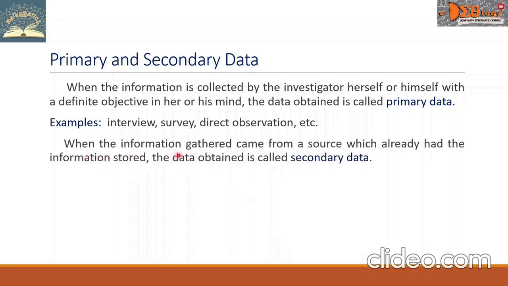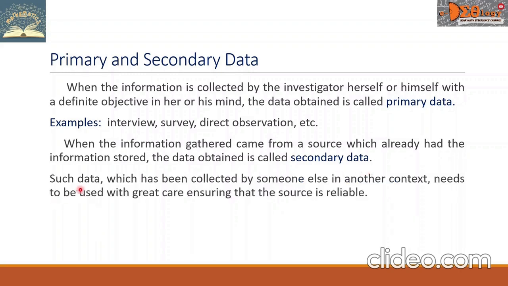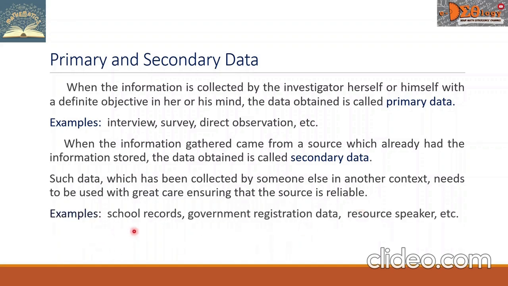Now, when the information gathered came from a source which already had the information stored, the data obtained is called secondary data. Such data, which has been collected by someone else in another context, needs to be used with great care, ensuring that the source is reliable. Examples: school records, government registration data, resource speaker, etc.